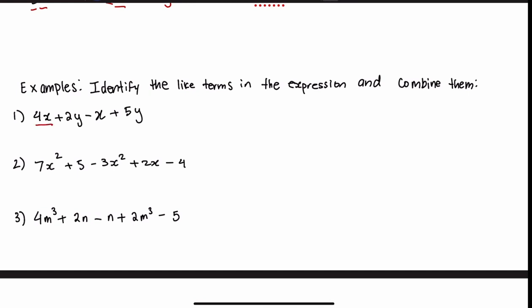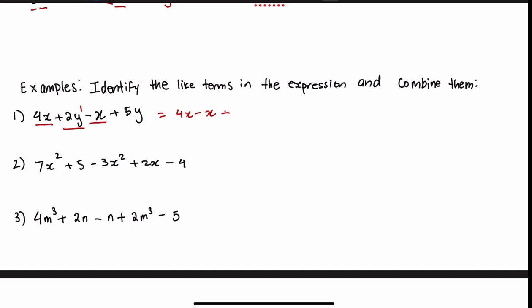So we have to just look for another x with the power of 1 in this whole equation. We can see here this minus x is the same. So we can put this together as 4x minus x. Now we still have our 2y here and the plus 5y. So now we have to look for the y that has the power of 1. That also, there's another y that can have a power to the 1.